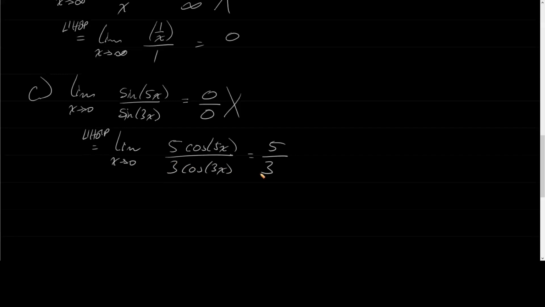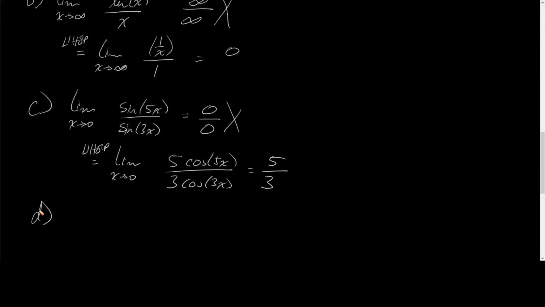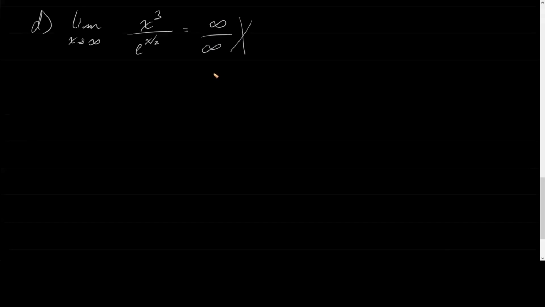All right. Next one, D. Let's say we have the limit as x goes to infinity of x cubed over e to the x over 2. If I just plug in infinity, infinity cubed is infinity. Plug in infinity down here, infinity divided by 2, that's still infinity. And e to the infinity is infinity, which we don't like.